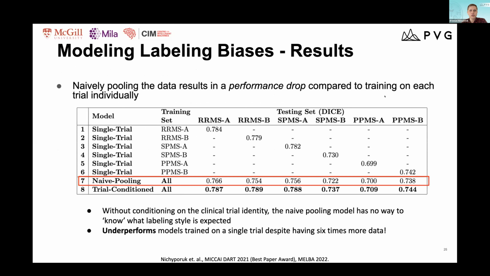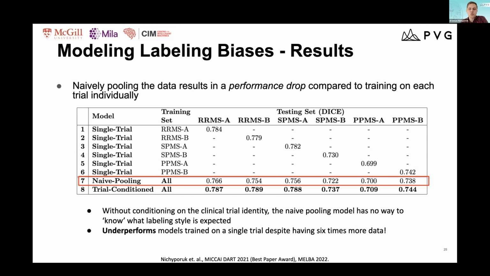So here onto the results. The key thing to see here is that by naively aggregating the data together, which we call naive pooling here, there's actually a performance drop. Why is this? Because the model has no way to know what label style is expected. If the model cannot determine from the image alone whether this sample came from the RRMSA data set or the PPMSB data set, there's no way to output a label in the corresponding style.